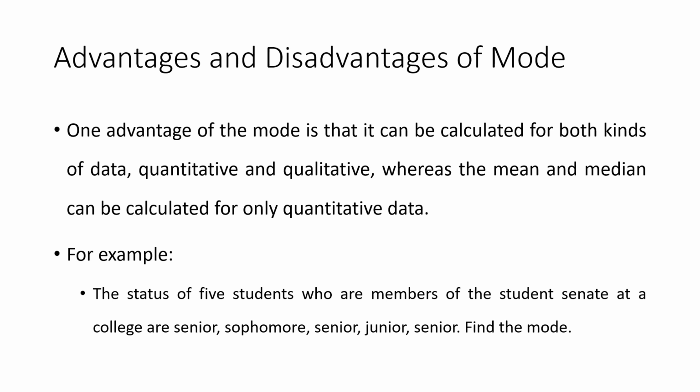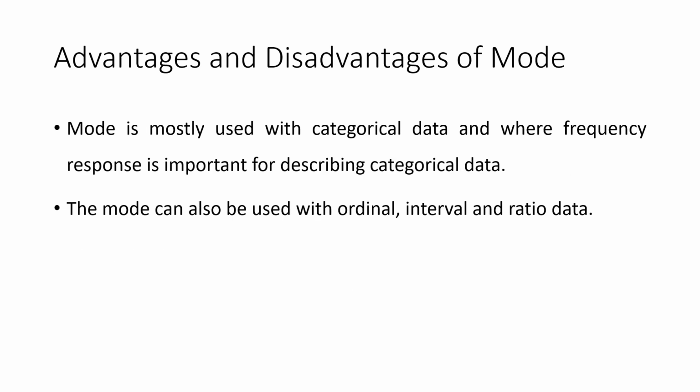However, when it is quantitative, the mode can still be used. But mean and median cannot be used when it is qualitative. When it's quantitative, all three can be used. Moving forward, mode is the most used with categorical data and where frequency of response is important for describing categorical data. Mode is used with ordinal, interval, and ratio data, which we have looked at in the past. Whichever one, you can use mode for these categories.